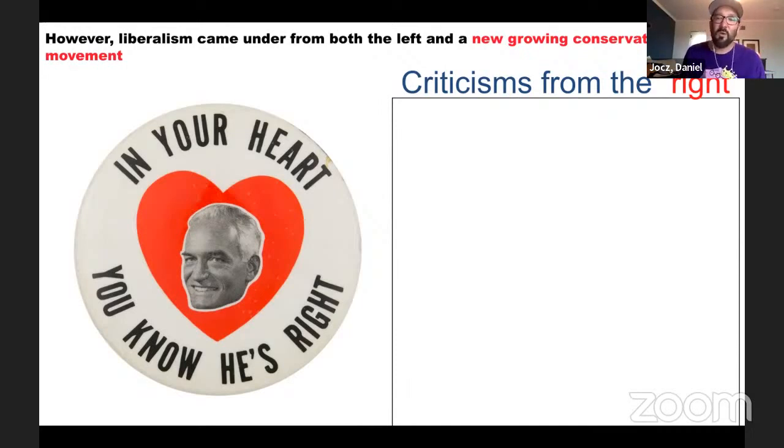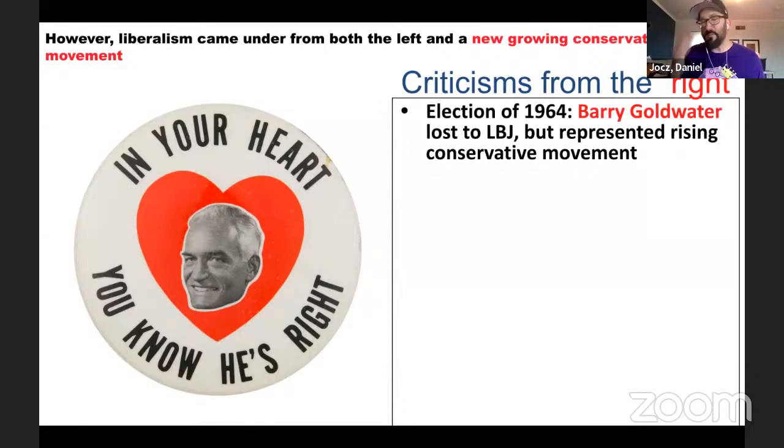And what you see is criticisms from the right. And one of those criticisms is from a guy by the name of Barry Goldwater. And you're going to see a document from him a little bit later. And Barry Goldwater will run for the presidency in 1964. He will lose to Lyndon B. Johnson, but he represents this rising, growing conservative movement. And what they're really rallying around is the critiques of liberalism as they saw it.